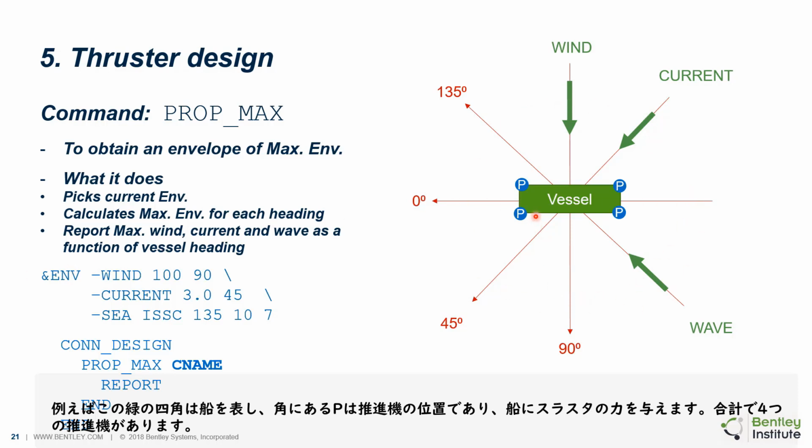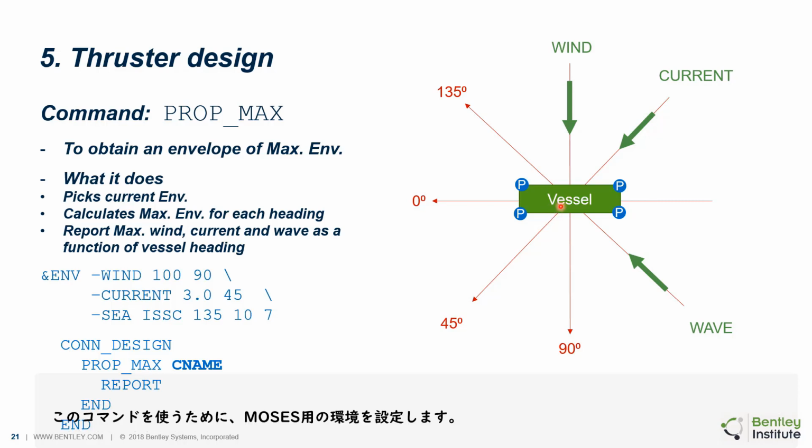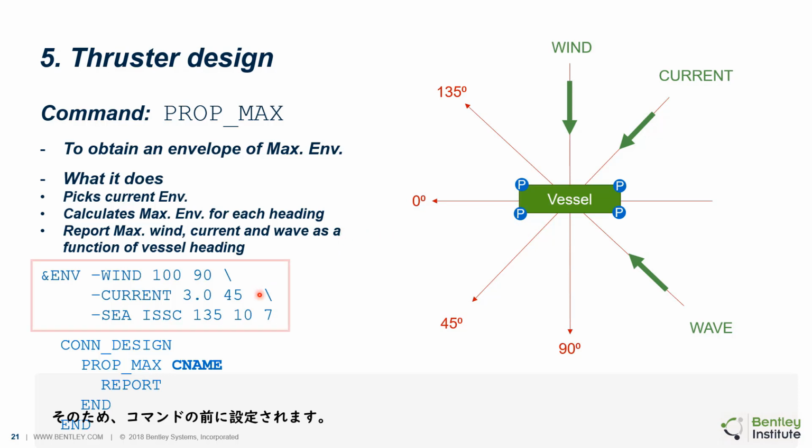For example, let's assume that we have this kind of system. The green box represents the vessel, and the letter P at the corner of the vessel means the location of the propulsor, which applies the thrust force to the vessel. So it has a total of 4 propulsors in the system. To use this command, we need to define the environment first for MOSES to use. So it is defined before the command.